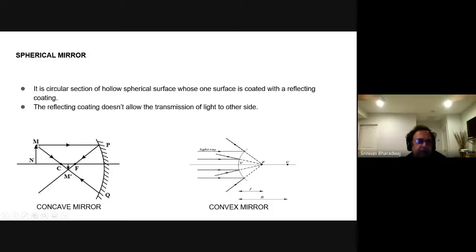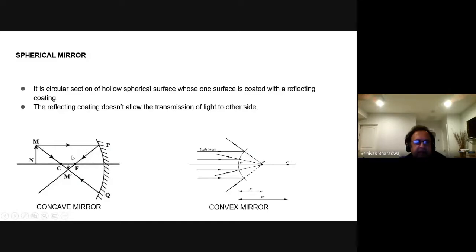So now you take this ray of light MP. MP is parallel to the line of curvature. Now when MP is parallel to the line of curvature, on reflection it will go through this point F, which is called the focal point. Now, where is F? So now this is C. If you draw the line C, it will cut this parallel line.